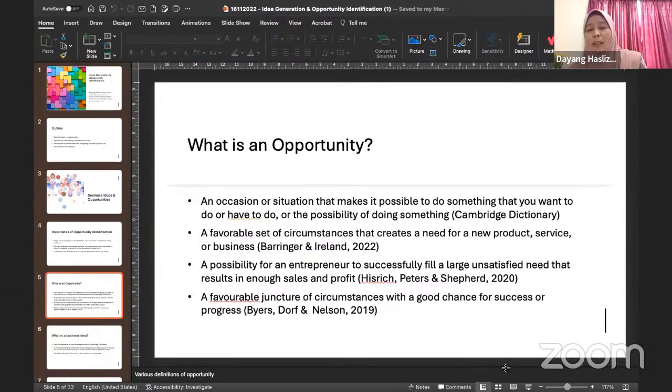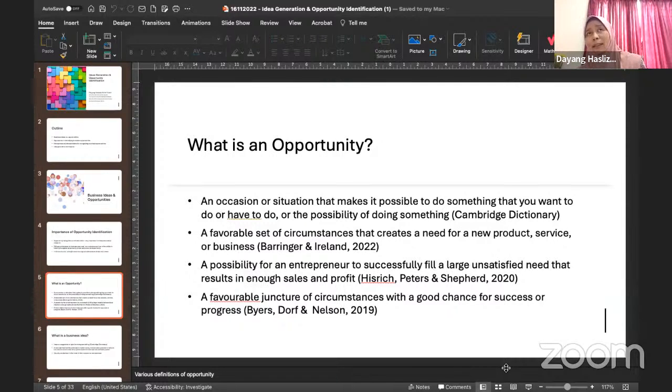So we know that an opportunity creates a need for new products and services, or business. And then this has to be fulfilling large unsatisfied needs. That's why, as we saw just now, people buy because it solves their problem, fulfills their need. So an opportunity is a possibility to fulfill needs and also results in enough sales and profit.